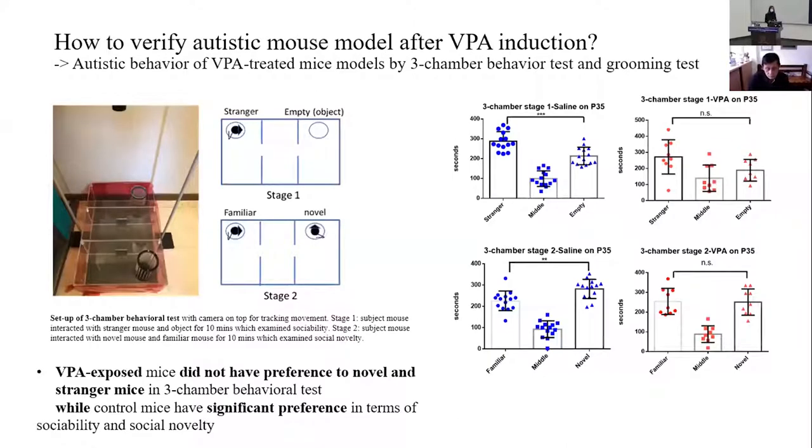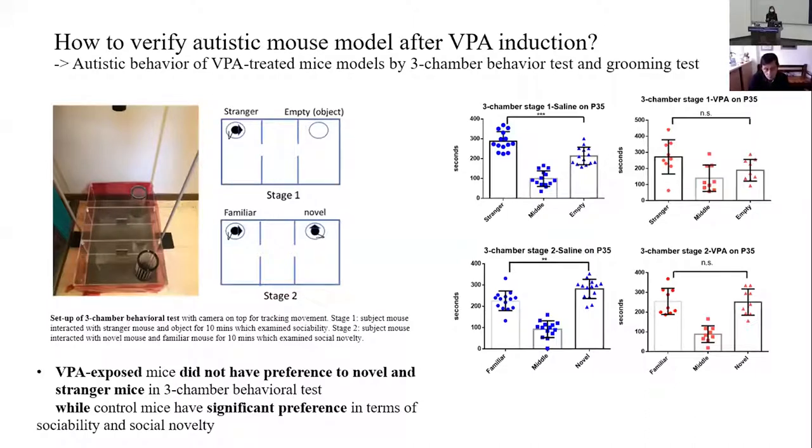And so after the PPA induction, how can we verify that PPA mouse models are autistic? So here is the three-chamber test, and we can see from the photo that there are three chambers. This test can be divided into two stages. For the first stage, the subject mice are allowed to move freely between the chambers. There will be a stranger mouse in one region and an empty cage in the other. We will calculate the time they spend in these two places.